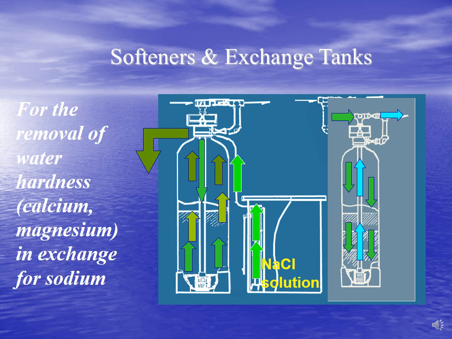How a softener works is, again, for the removal of water hardness, calcium and magnesium, in exchange. Looking at the picture on the right with the light blue, you can see that the green is your source water coming in and flowing through the softener tank, and the uptake tube at the bottom of the tank takes the water that has gone through the resin bed and outflows through the top. The blue is soft water.